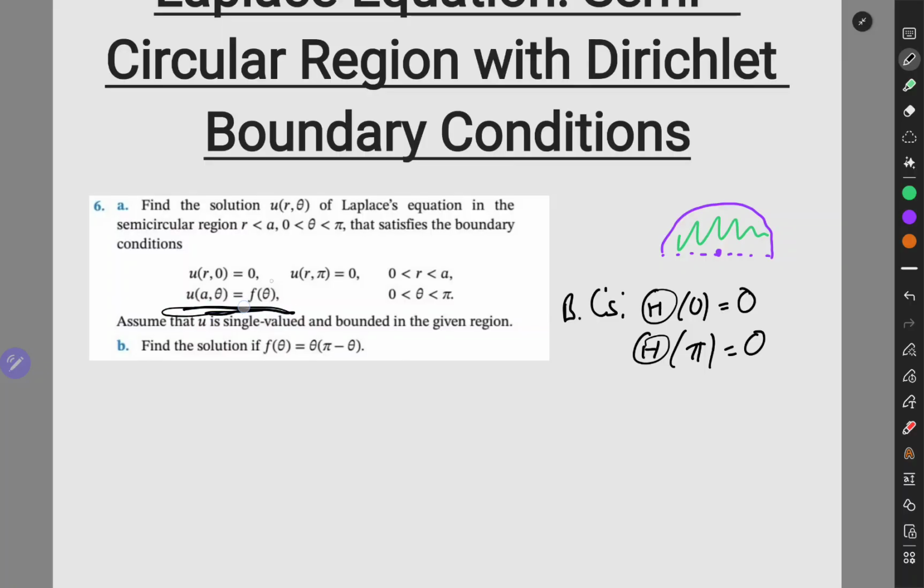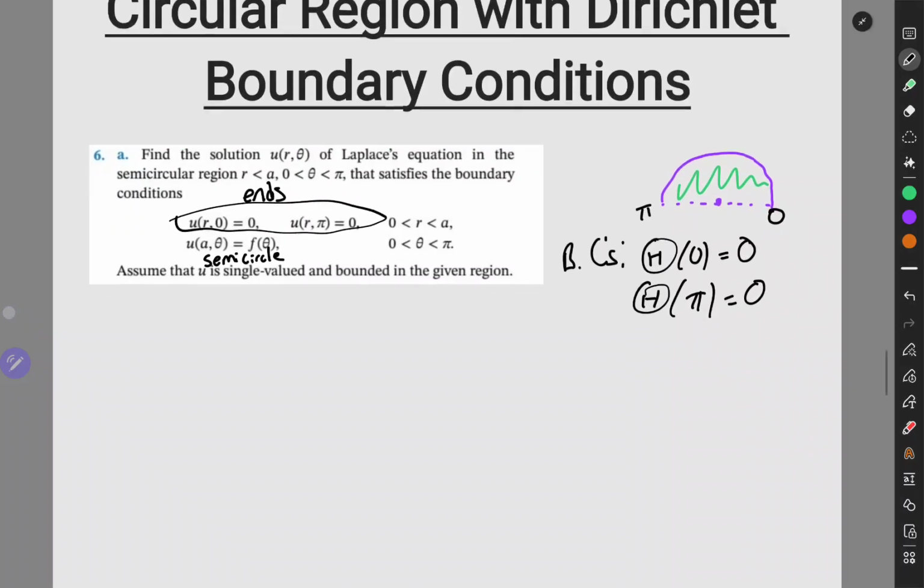This is just the semicircle, right? This is the ends. This is the semicircle itself from 0 to pi. Find the solution if f of theta is theta times pi minus theta. Okay, that's just giving us the, oh wait, we don't need that. Ignore that part. We're just going to assume it's f of theta.